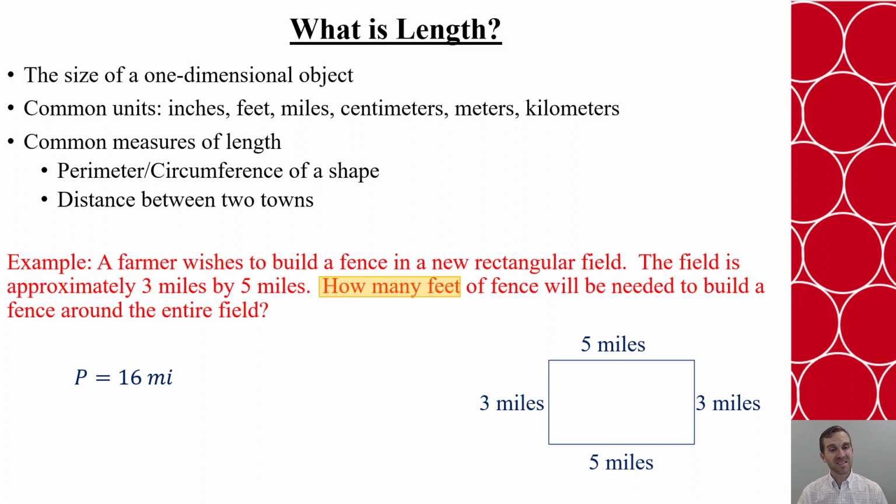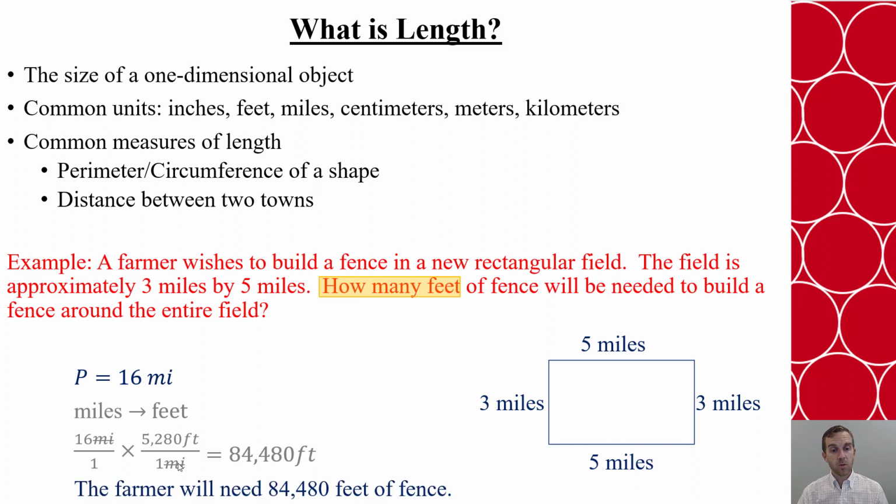So I need to convert the 16 miles to feet. So think about our chain of movement. We need to go from miles to feet. So I have the 16 miles to 1, and I need to simplify out my miles. The relationship there is that I know that there's 5,280 feet to 1 mile. And when I multiply them together, I see that my units of miles will simplify to 1, leaving me just with feet as a unit. And when multiplied, that's 84,480 feet. So the farmer will need 84,480 feet just to fence the entire field.